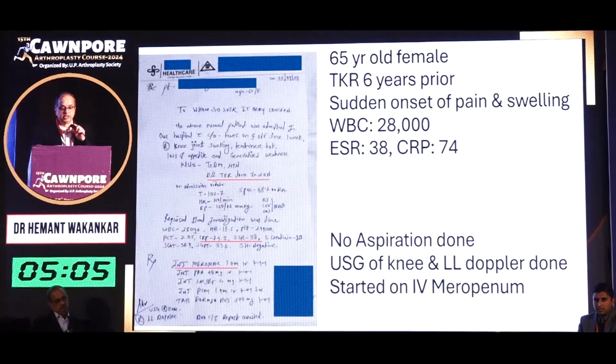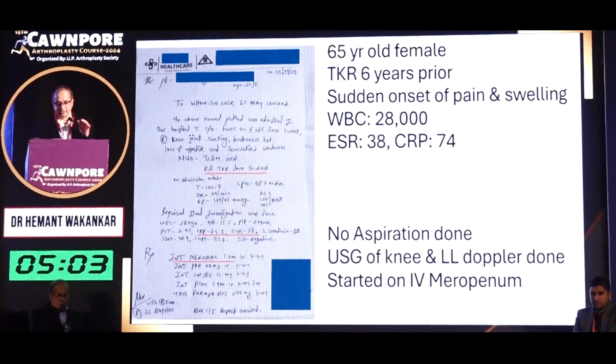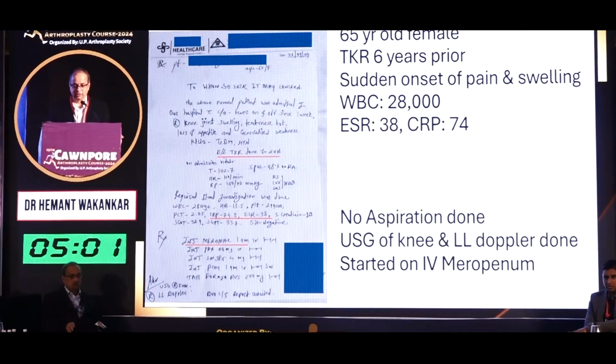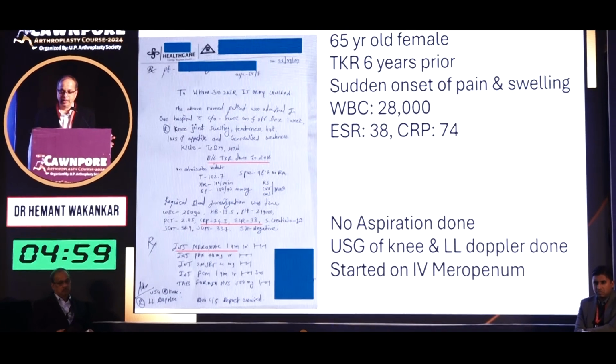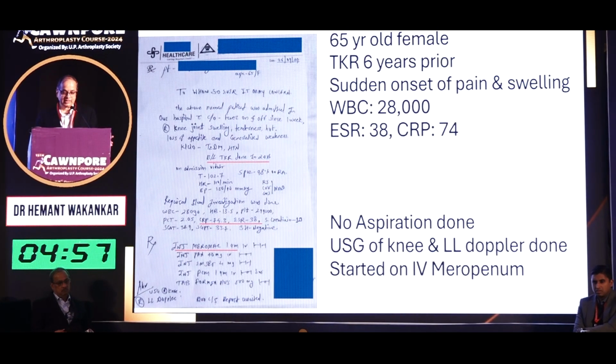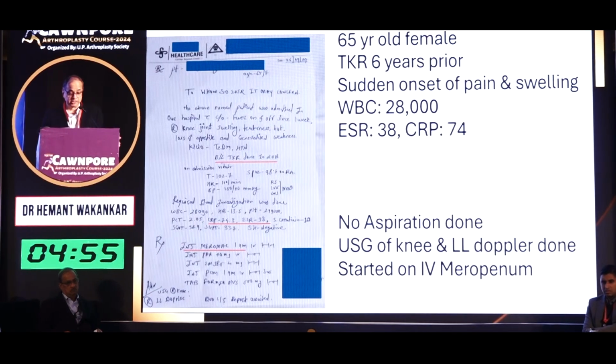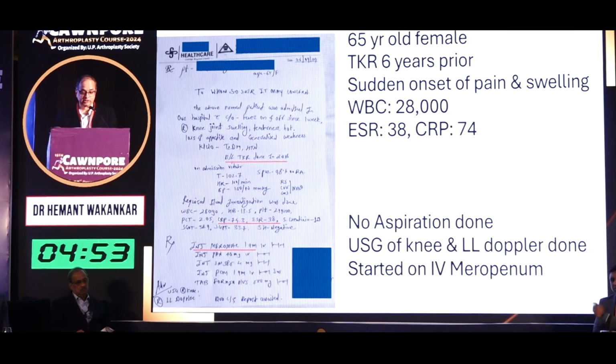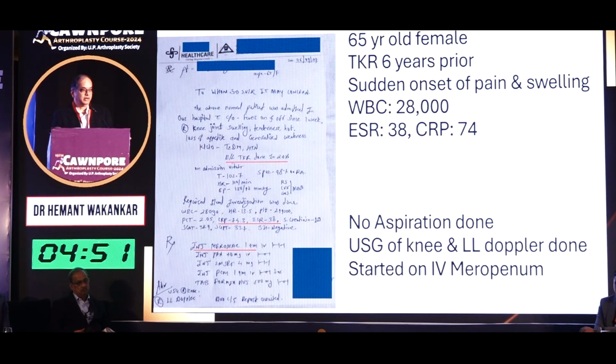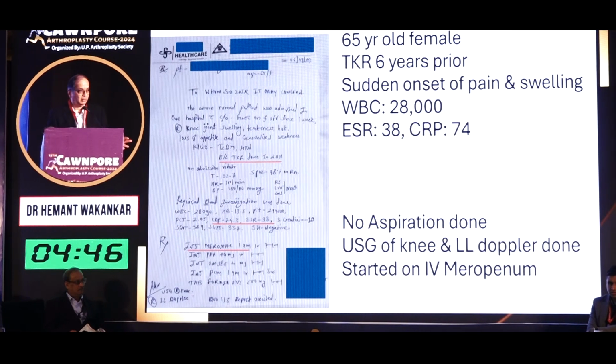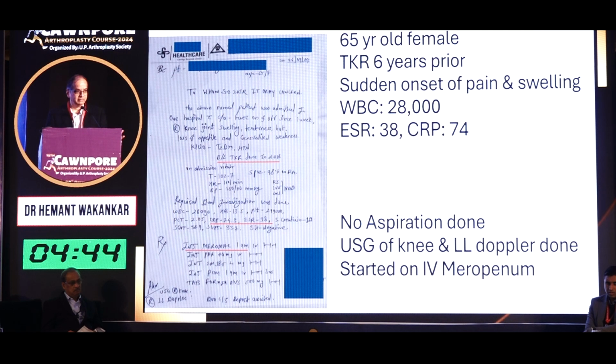Now this patient was my own patient. I had done the TKR 6 years prior. She was in some other town and she developed sudden onset of pain and swelling, high WBC counts and ESR, CRP. The orthopedic surgeon locally did not do any aspiration but did ultrasound. Now I can't imagine an orthopedic surgeon doing an ultrasound to diagnose effusion. I think that is something gross, but the surgeon chose to do ultrasound of the knee which showed effusion.